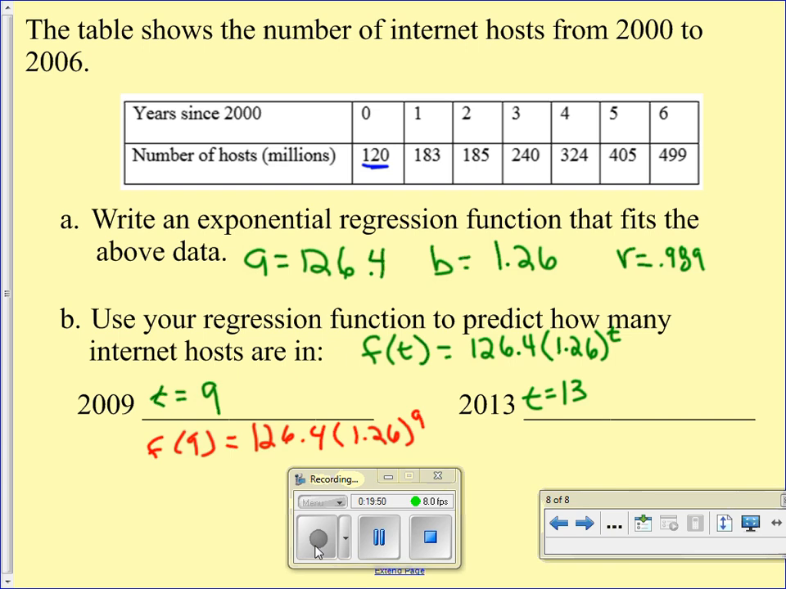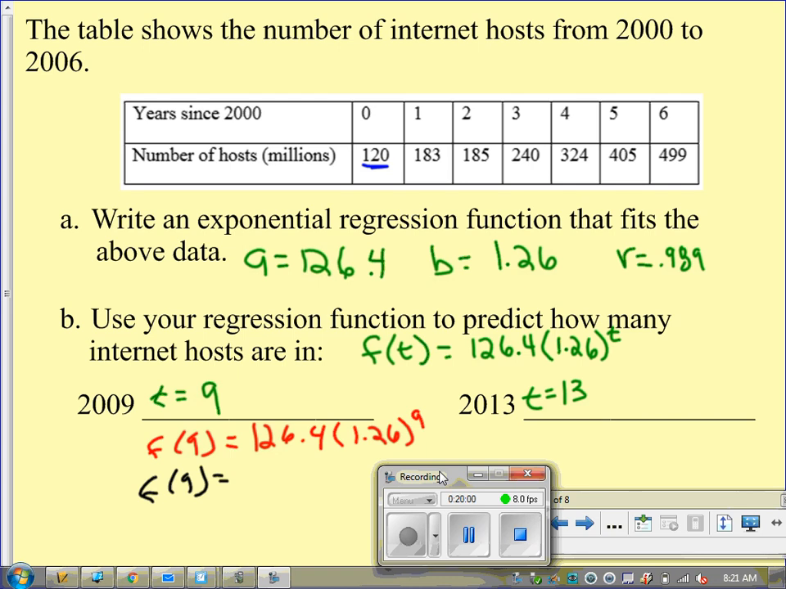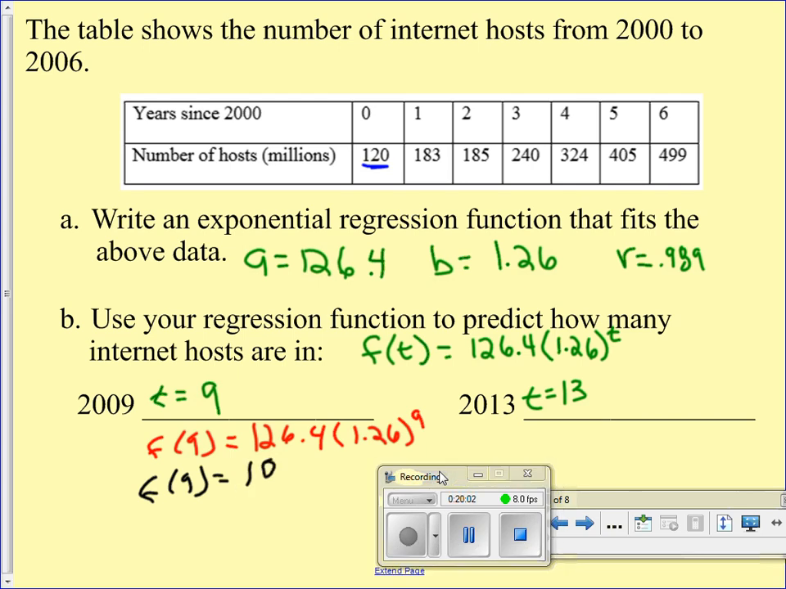I get, when t equals 9, for the year 2009, there will be 1,011.77 internet hosts. So I'm going to round that to 1,012 internet hosts.